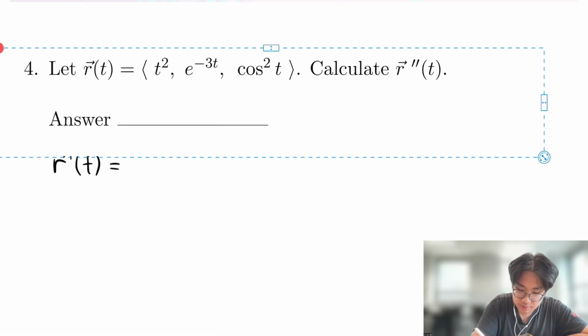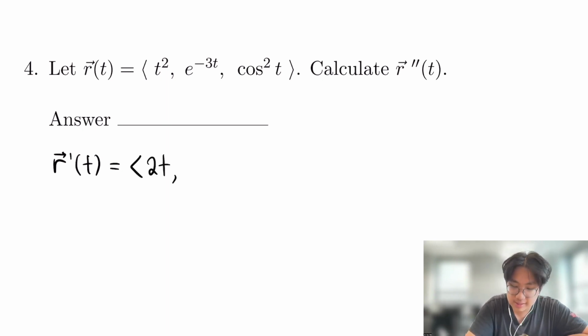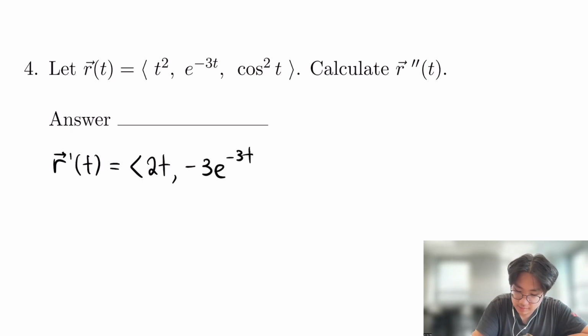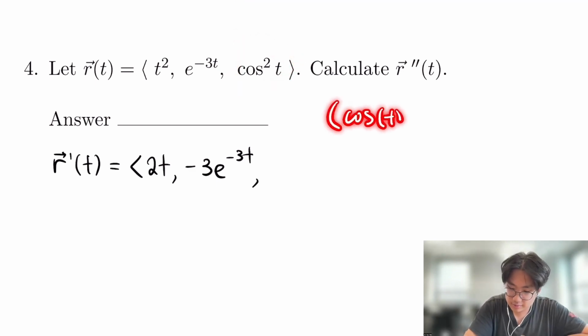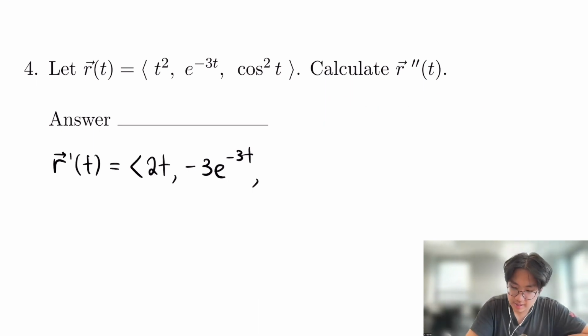First component here, t squared, we just take the derivative of that, so just 2t. e to the -3t, again, is just e to the -3t times the derivative of the inside part, which is -3. You have -3 e to the -3t. And then cos squared of t, again, you can treat as cos of t squared, which you can differentiate using a combination of power rule and chain rule. So you have 2 times cos of t times the derivative of the inside, which is negative sine of t. Again, I'm going to rewrite this in one line as just -2 sine t cos t.